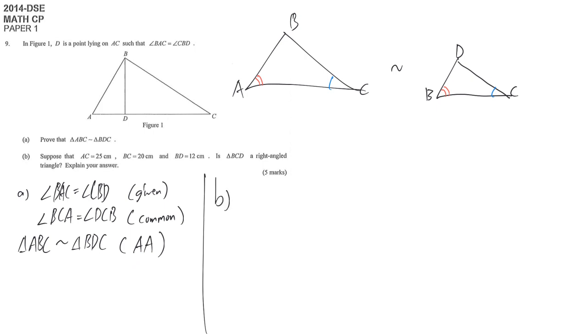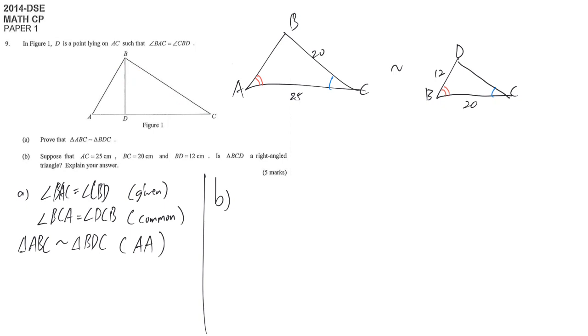Now we focus on part B. This graph is really useful, especially in part B. They say AC is 25, so we have 25 here. BC is 20, BD is 12, and then they ask you, is triangle BCD a right angle triangle? And don't forget that BC is repeated, so it's a common side, so this line is also 20.